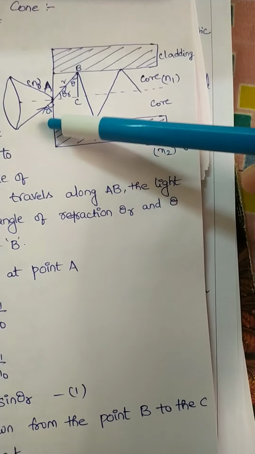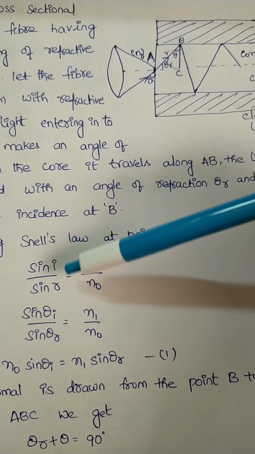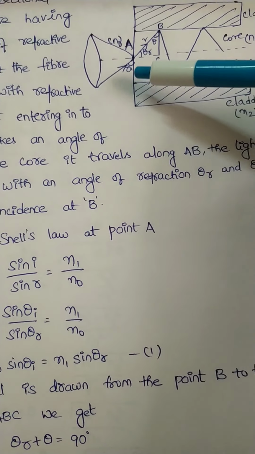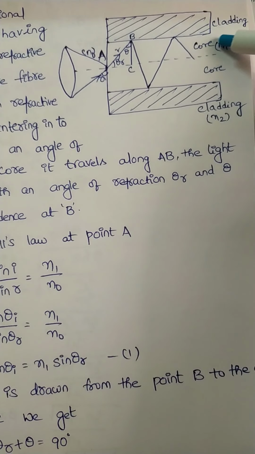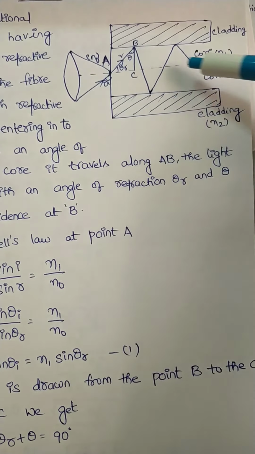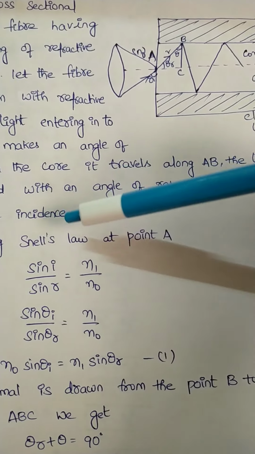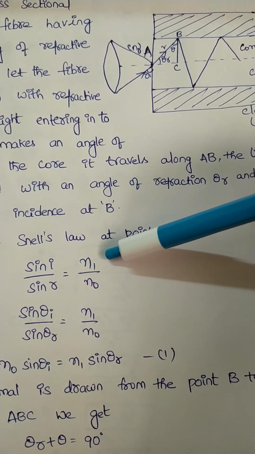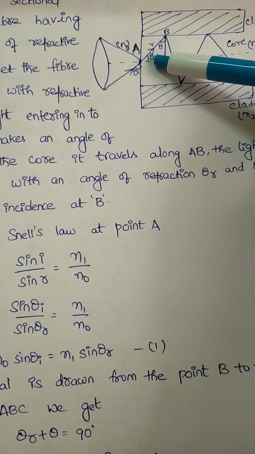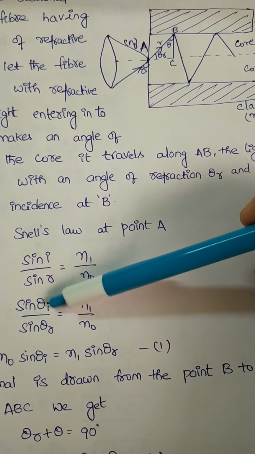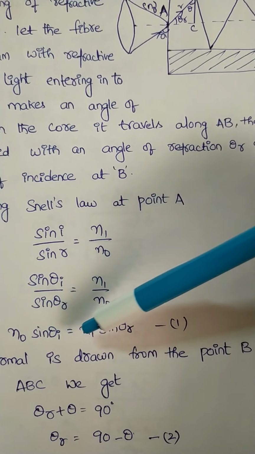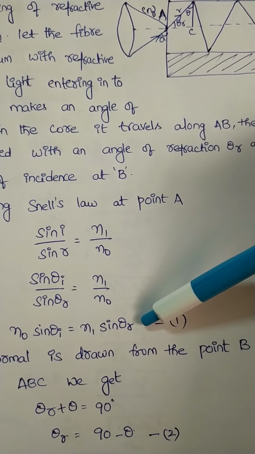By using Snell's law, sin I by sin r is equal to n1 by n0. Here you should remember that we are not using any cladding, only the core and air medium, so n1 and n0. So sin I by sin r is equal to n1 by n0, where I is represented as theta I and r is represented as theta r. So sin theta I by sin theta r is equal to n1 by n0, that is, n0 sin theta I is equal to n1 sin theta r.